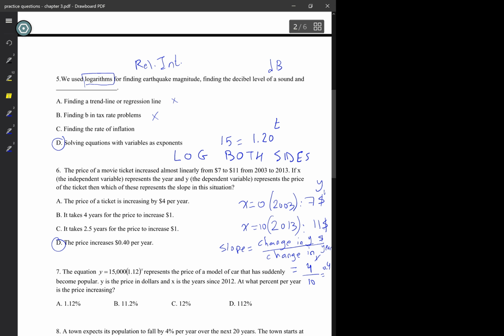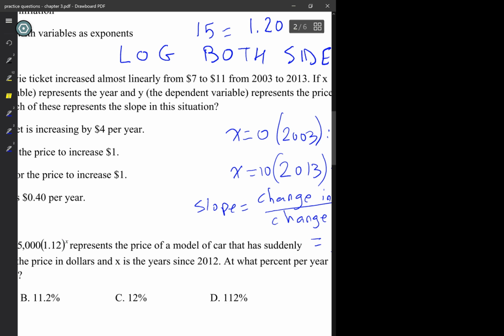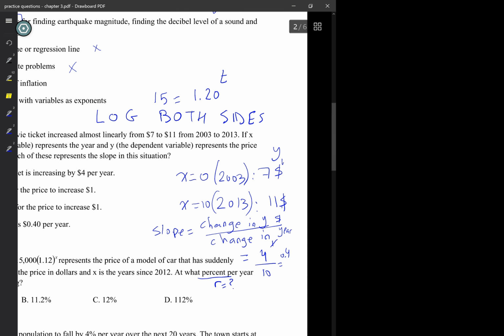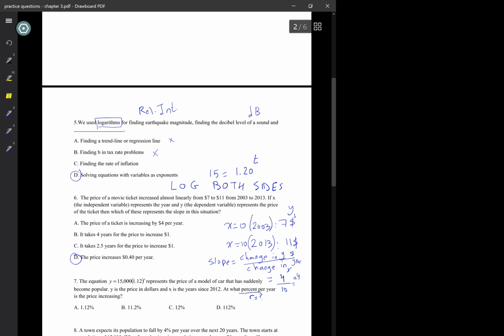Okay, moving on. The equation y is equal to 15,000 multiplied by a base, my base is 1.12, raised to the power x, represents the price of a model of car that has suddenly become popular. y is the price in dollars, x is in years. At what percent per year? So when we see percent in exponential problems, they're asking about r. At what percent per year is the price increasing?